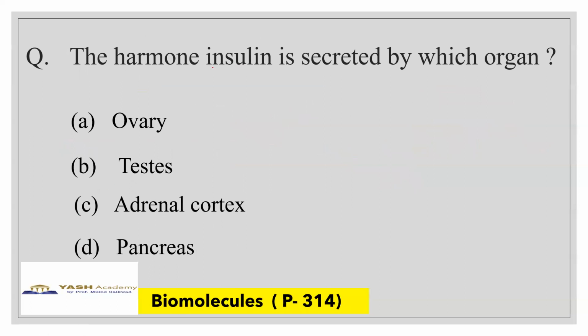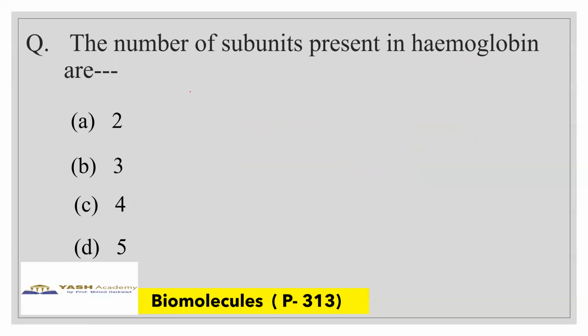Here some questions are taken from biomolecules. The hormone insulin is secreted by which organ? Ovary, testis, adrenal cortex, or pancreas? Pancreas is the correct answer option. Next, the number of subunits present in hemoglobin are.